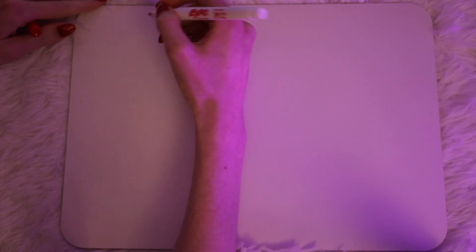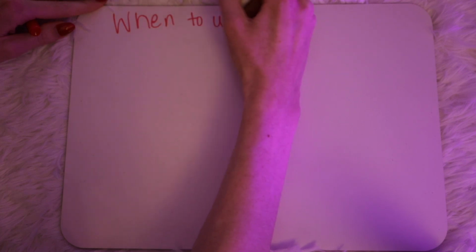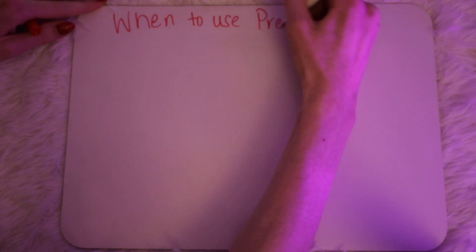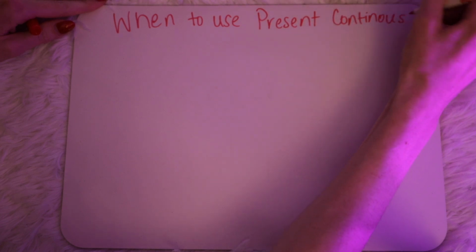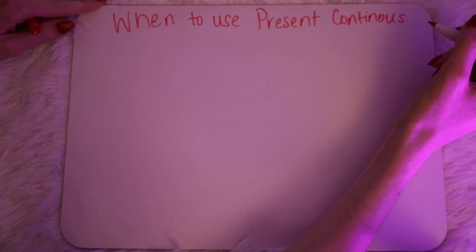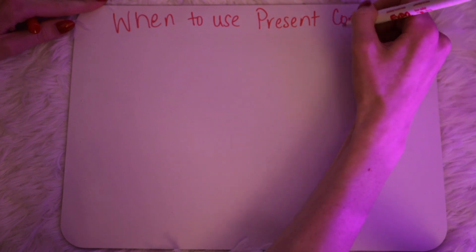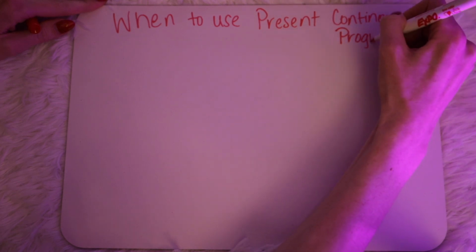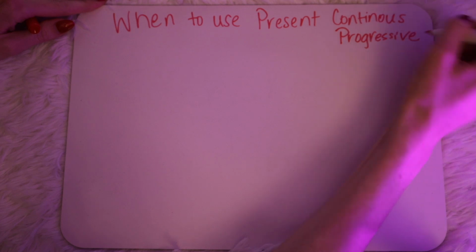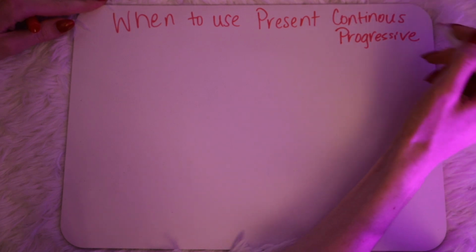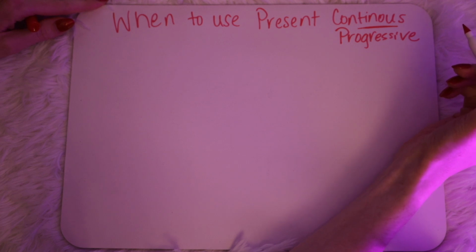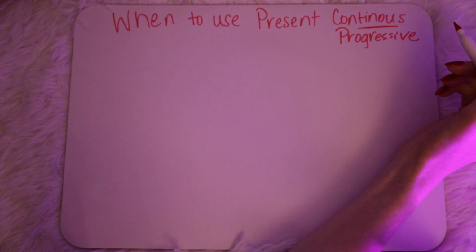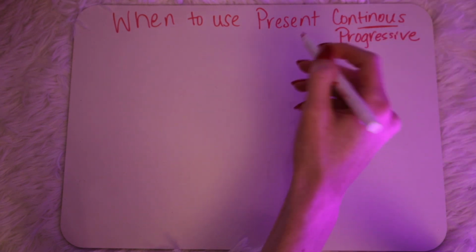Okay, the first thing we need to discuss is when to use the present continuous. The present continuous. This tense is also called the present progressive. The present progressive. And that is the same exact thing. Some people just call it by a different name. So let's look at some of the most common ways that you will need to use this tense.